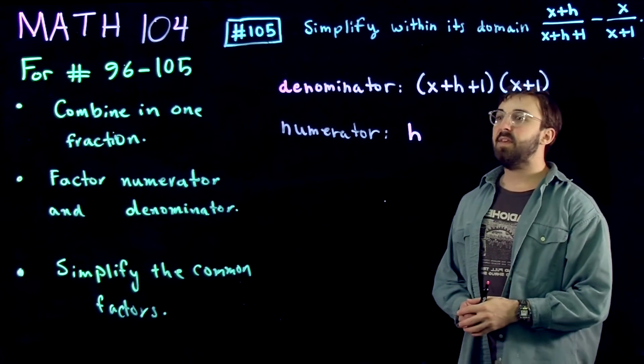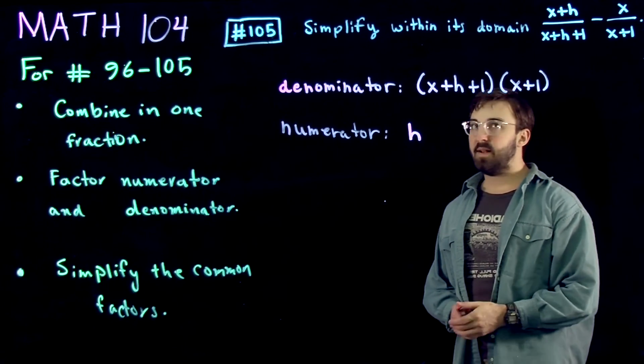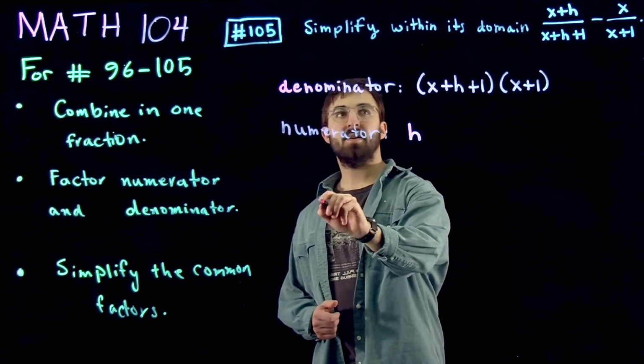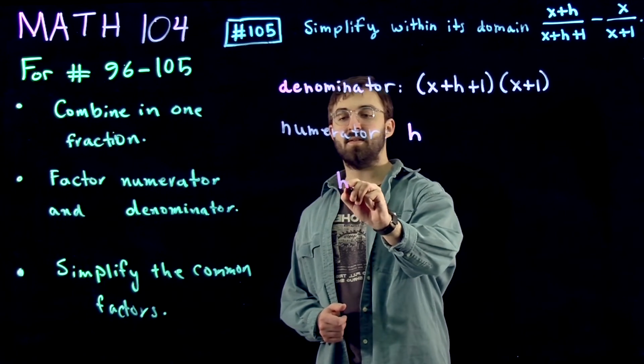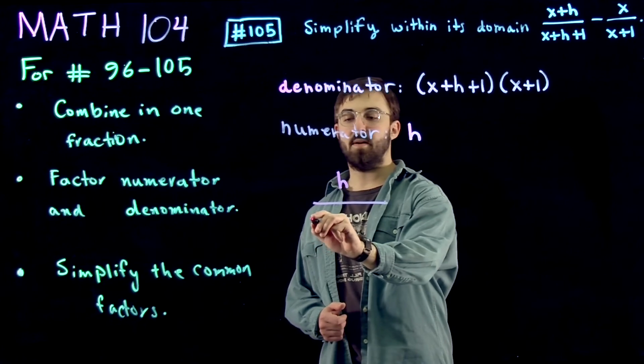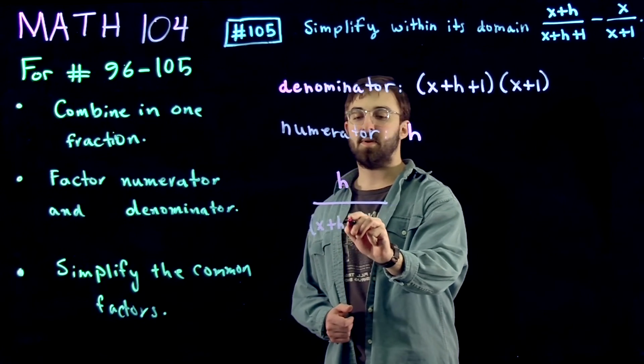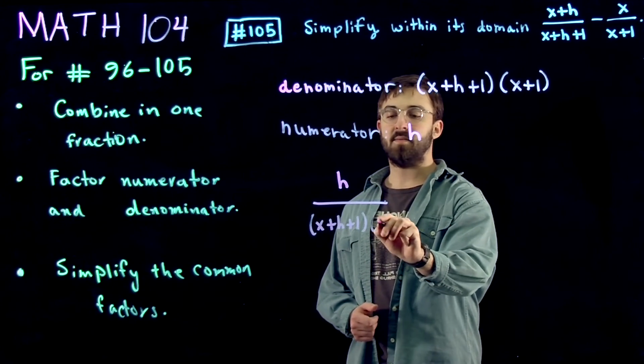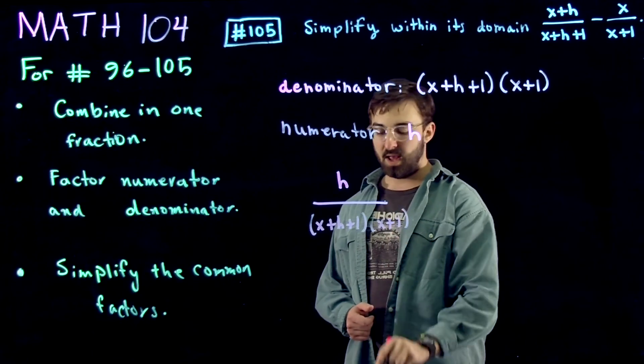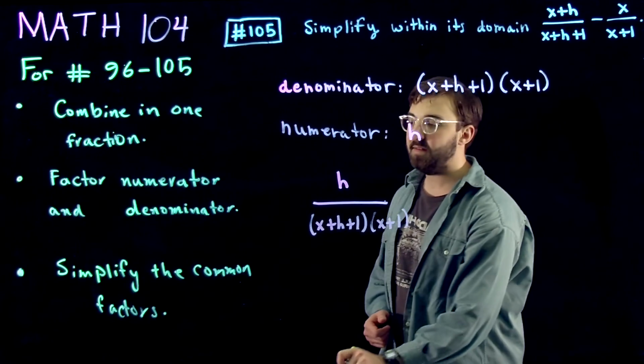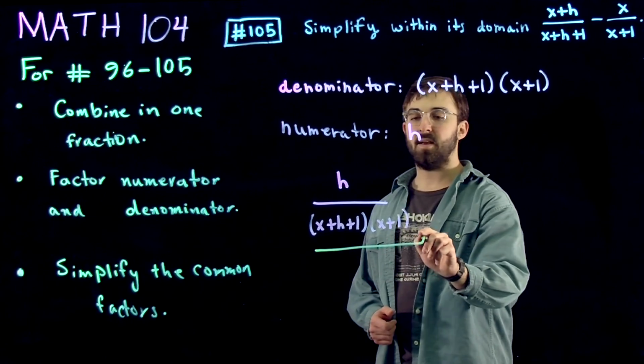So now that we have the numerator and the denominator, let's write down what our expression is. We have the numerator, which is h, and the denominator is (x + h + 1) times (x + 1). And actually, this is your final answer, and this is the way that you will write it in your Gateway exam.